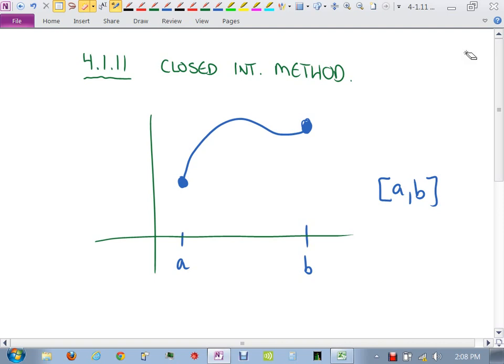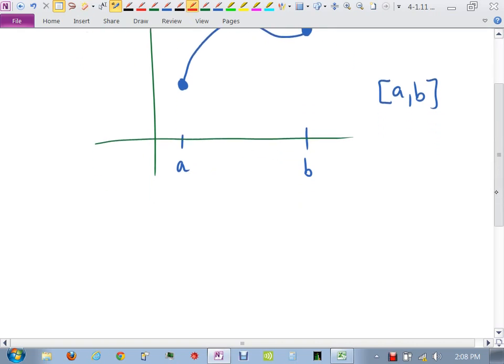So the closed interval method says if you have a function that's continuous on a closed interval, then you're guaranteed to achieve the absolute max and absolute min. It has to happen. There's a method. I'll write the steps down.